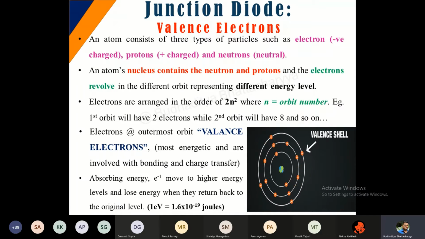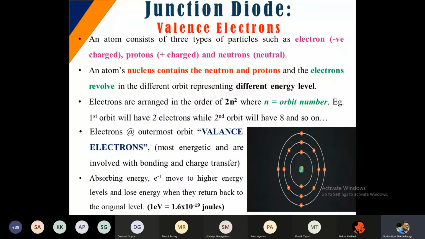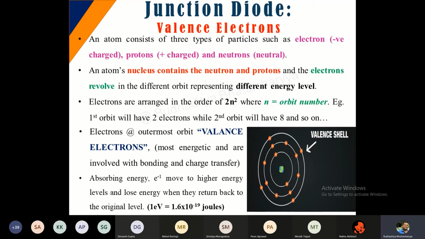But in that also, when we are considering the nucleus, the electrons will revolve around the nucleus in different orbits. I think all of you know that. Now, if you observe this particular diagram, the arrangement of the electrons is also mapped by a specific number and a specific order, and that is given by 2n squared, where n is the orbit number. If it is 1, then we have 2 electrons. You can see the 2 electrons which are present over here.